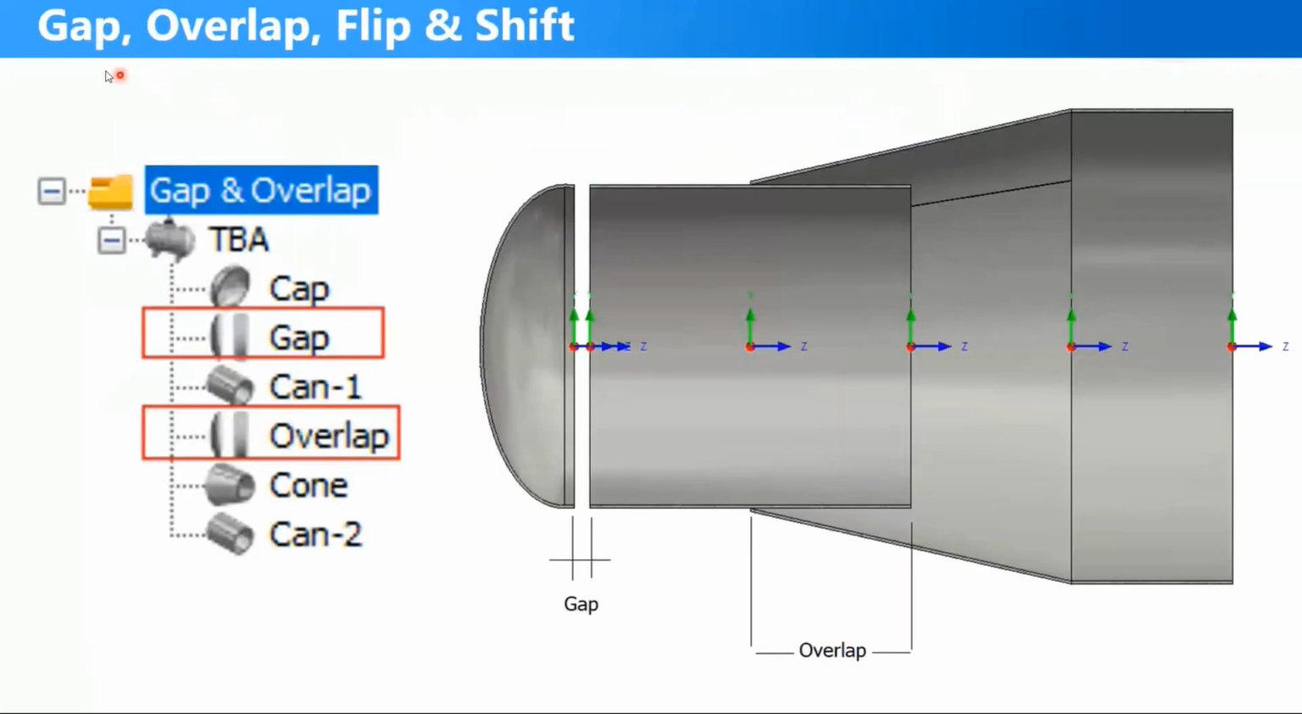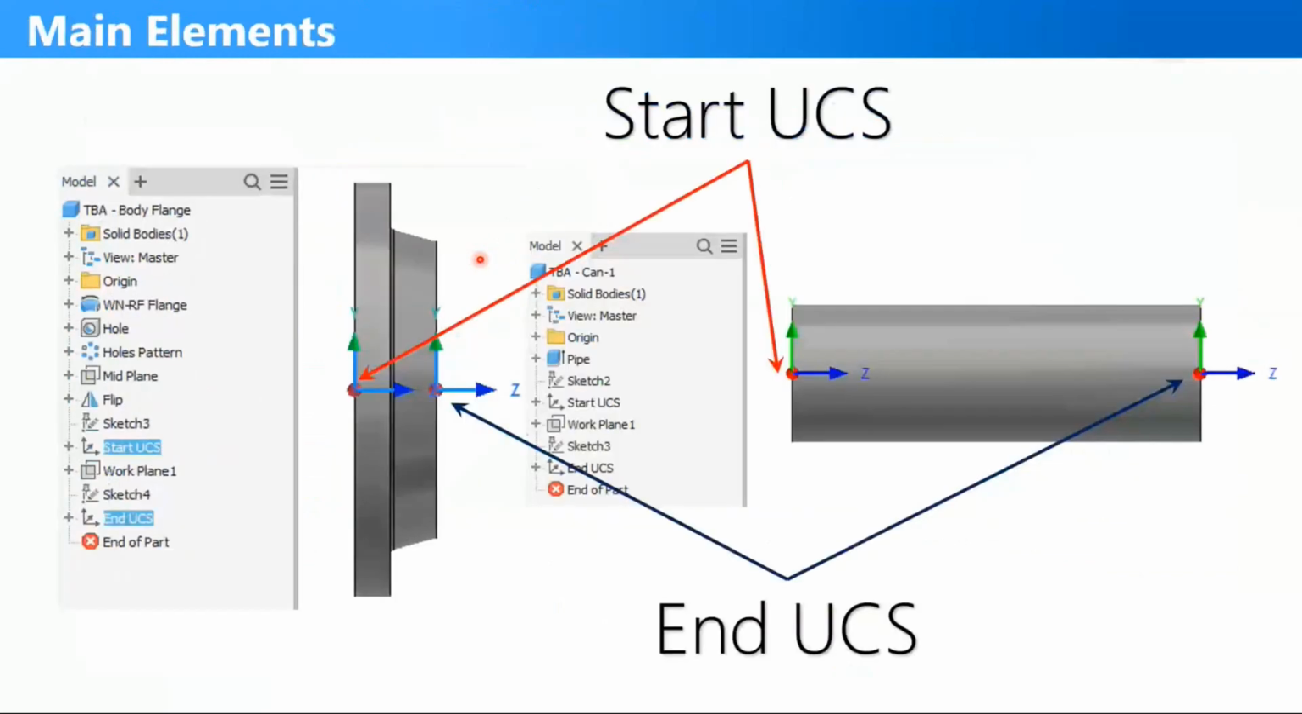Here a concept of gap, overlap, flip, and shift. This concept in SEG software is very important, because sometimes you may need to make a gap between main elements or make an overlap between elements. Like here, when we discuss that, when you make a part on the SEG tree like this shell, directly the end of this body flange will be connected to the start of the next element.